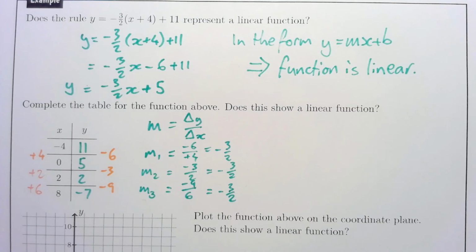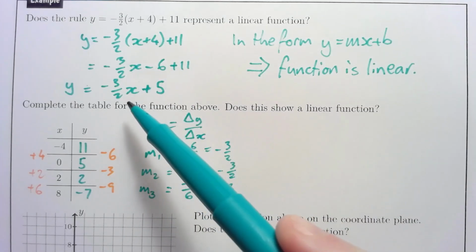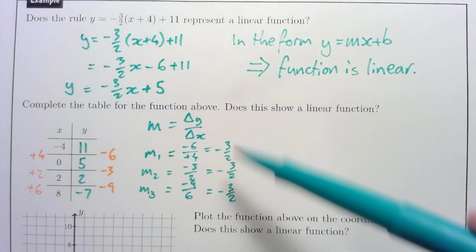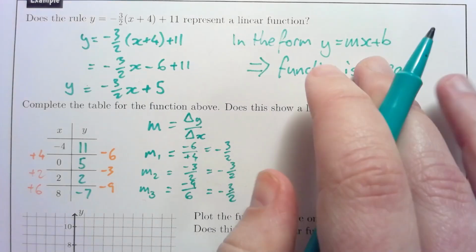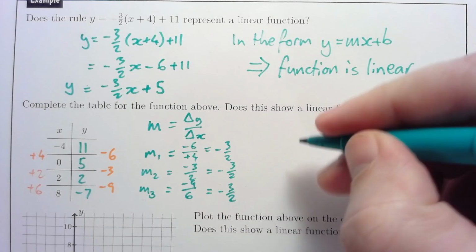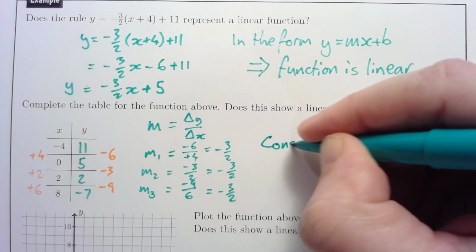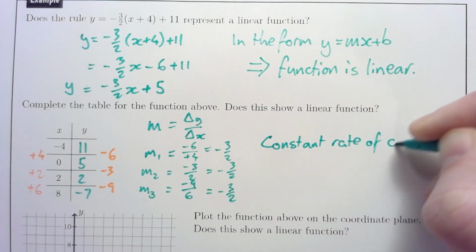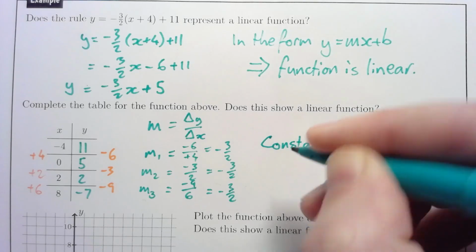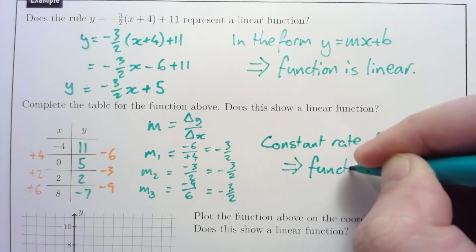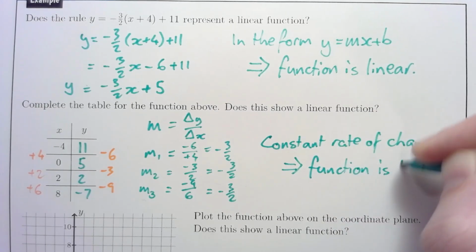Now, we kind of already knew this was the rate of change because we wrote our function as y equals mx plus b above, and that was our m, negative 3 over 2. We get the same rate of change over here. But if we just had a table and we didn't know what the rule was, this is what we'd do to check if it was a linear function. So we have a constant rate of change, which means the function is linear.